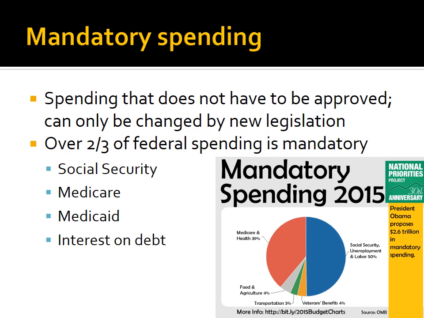On the other hand, you have mandatory spending. Mandatory, like the word hopefully denotes to you, it has to happen. It's required. Spending that does not have to be approved is how we're going to define that. So Congress, if they do nothing, it will automatically happen. Mandatory spending doesn't have to be approved by Congress or the president. The only way to change it is by passing new legislation.